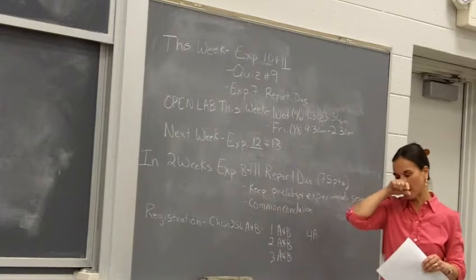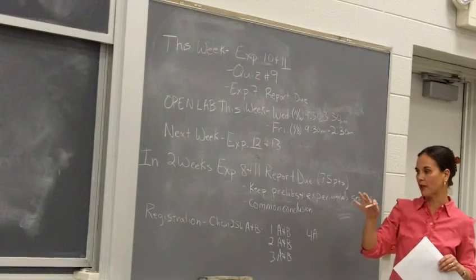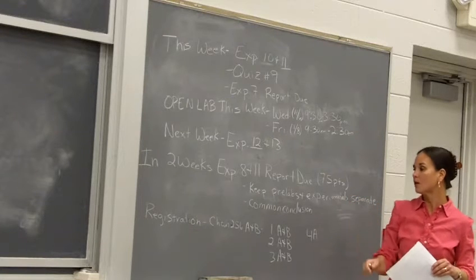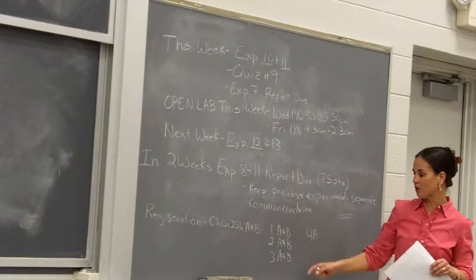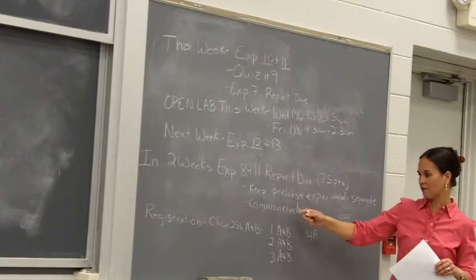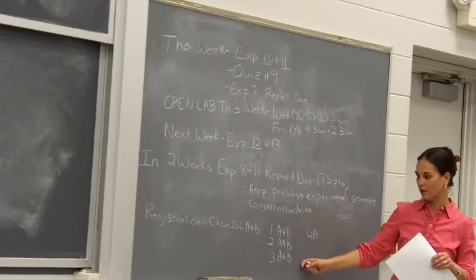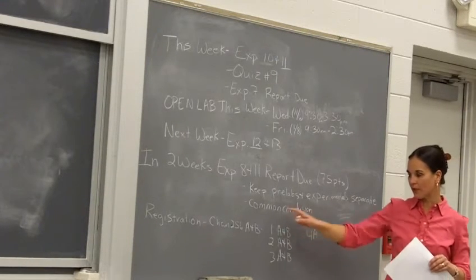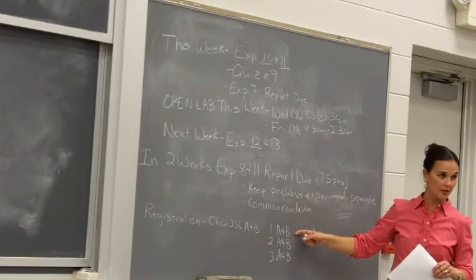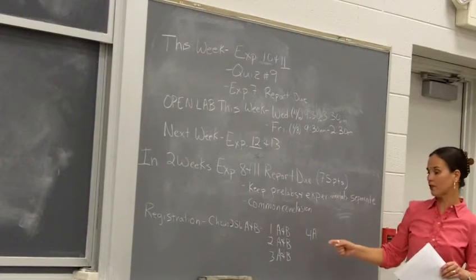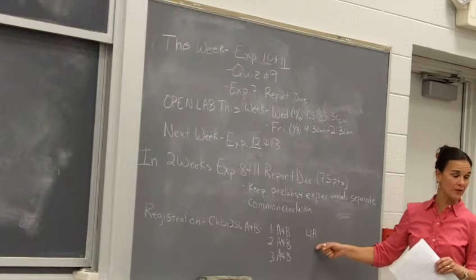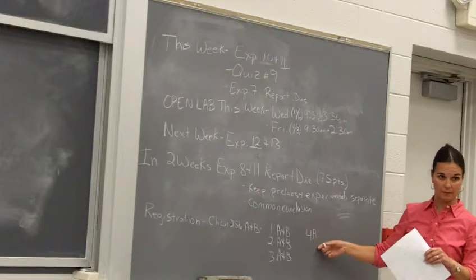Couple notes for registration. Last week I talked about the difference between Chem 256A and B. For spring registration, these are our sections that are offered. So 1A and B, 2A and B, 3A and B. What that means is for these 3, both an A section and B section is offered. For section 4, there's just an A section. There's not a corresponding B section, okay?